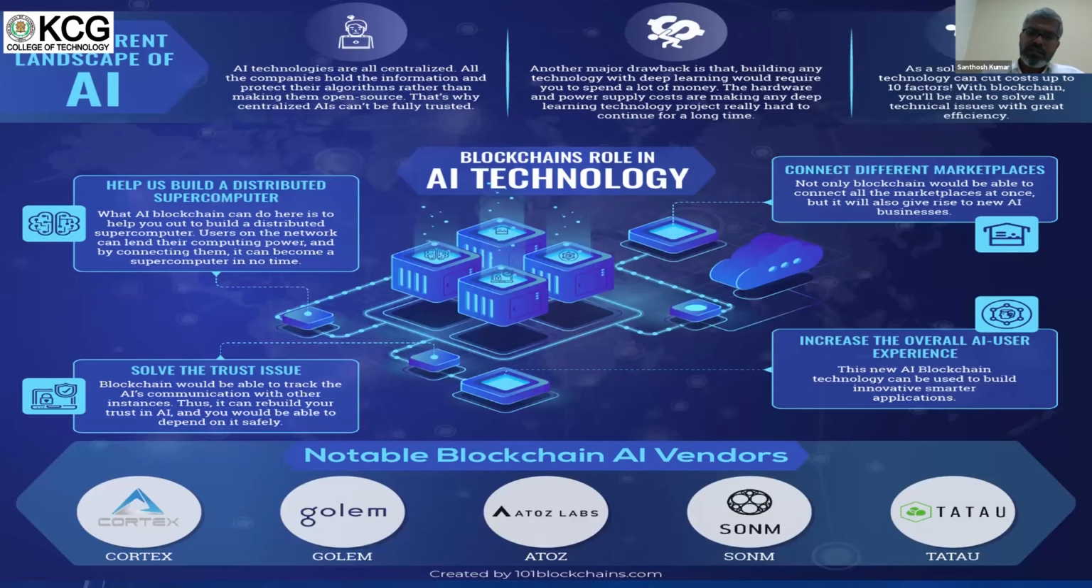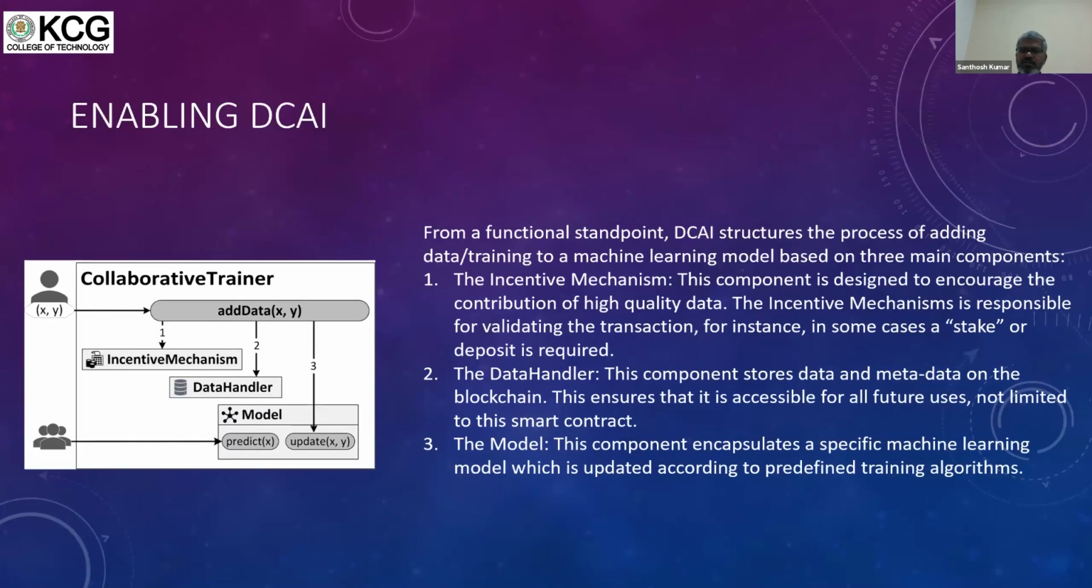Right. So I found this very interesting from 101blockchains.com, which talks about how I can enable a decentralized and collaborative AI using blockchains, the smart contract construct, right? So as I said, let's look at each of these three elements.